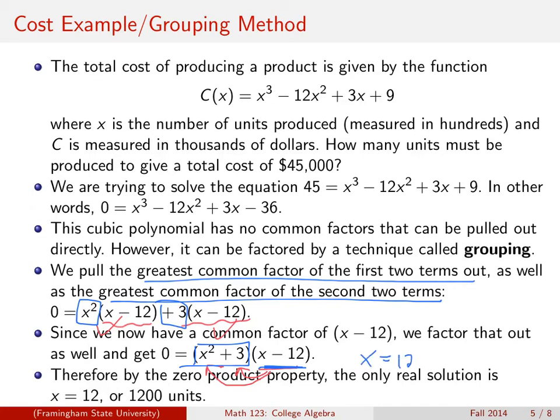And then we can use the zero product property, and the only real solution would be x equals 12. If you were to solve by square roots here, x squared plus 3 equals 0. Subtract 3, you'd have x squared equals negative 3. Square root both sides, you're going to end up having a negative underneath the square root. That's going to be an imaginary solution, or solutions. So that's not a real solution, since you can't have imaginary products that you're producing. So we must be producing 12, and remember that's measured in hundreds. 1,200 products will give us a total cost of $45,000 to produce. So there you go, a little factoring by grouping. And feel free to Google this and seek other resources as well.